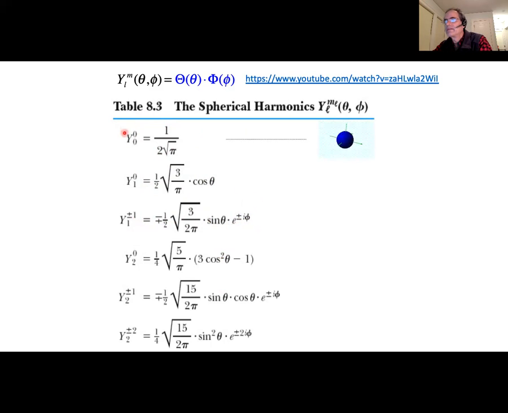So for the Y00, a plot of this looks like this. Its amplitude is independent of angle, okay? So it can be represented by a sphere, all right? The next one is proportional to cosine theta. So it can be represented by this.